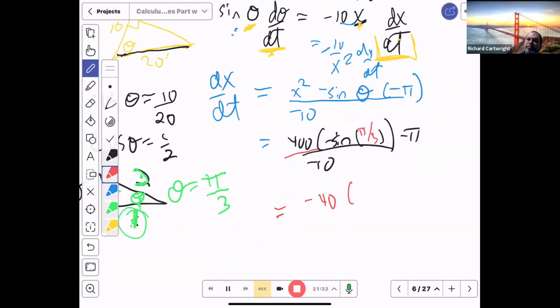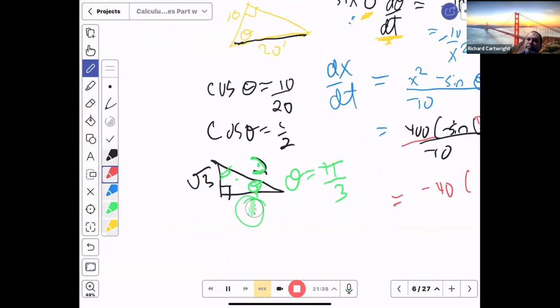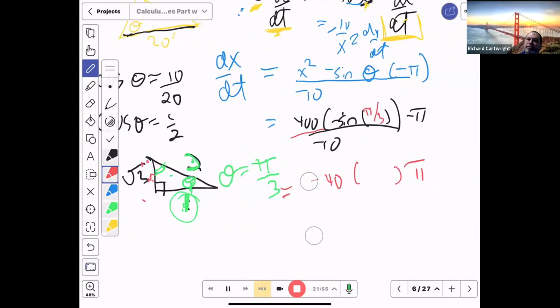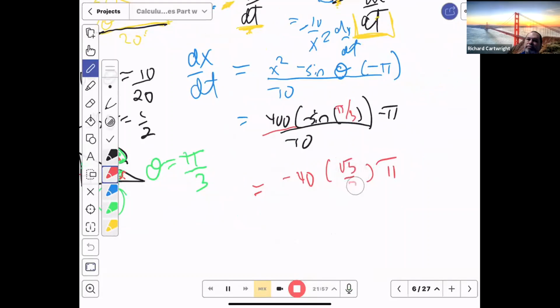So what's the sine of pi over 3? Back to the same triangle, 1, 2, square root of 3. What's the sine of this angle? Opposite. Square root of 3 over 2. Say it again. Square root of 3 over 2. Yeah, square root of 3 over 2. And so 40 divides by 2 easily, and I get a negative 20 pi square root of 3.